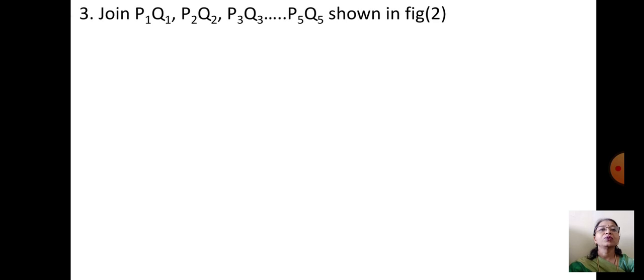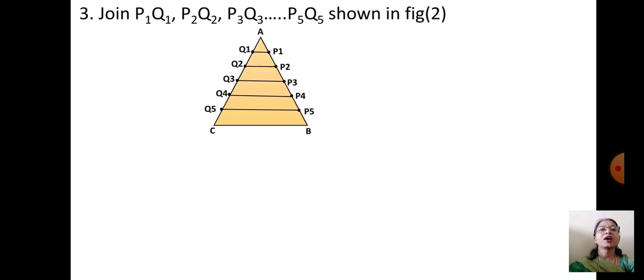Now on the second cutout, again you mark the points A, B, C, Q1, Q2, Q3, Q4, Q5 and P1, P2, P3, P4, P5 and join them horizontally with the help of a colored pen and scale, which is shown in the diagram. So your second cutout will look like this, right?